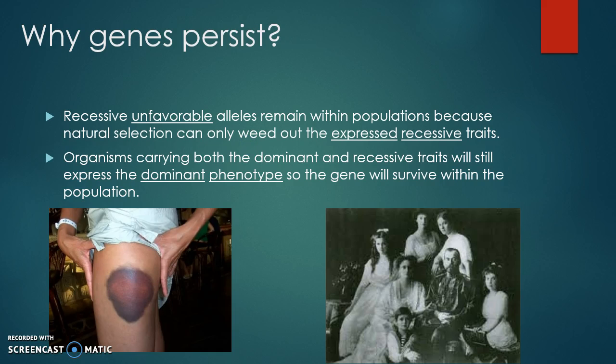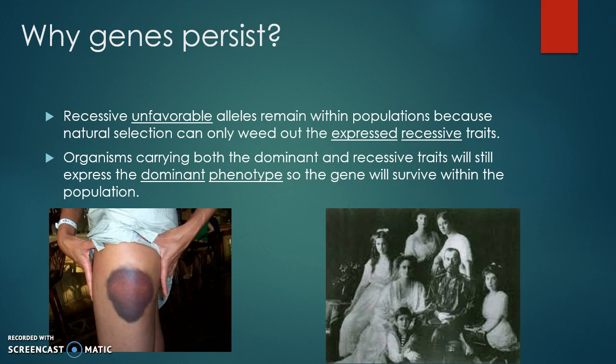One last section we're going to talk about here is gene persistence. There are recessive unfavorable alleles that, if those alleles are ever expressed in an animal or organism's phenotype, is not good. And despite the fact that these traits are not good, they are still around, which is interesting because you would assume natural selection would take those out. We're going to look at why that is in a lab a little bit later.